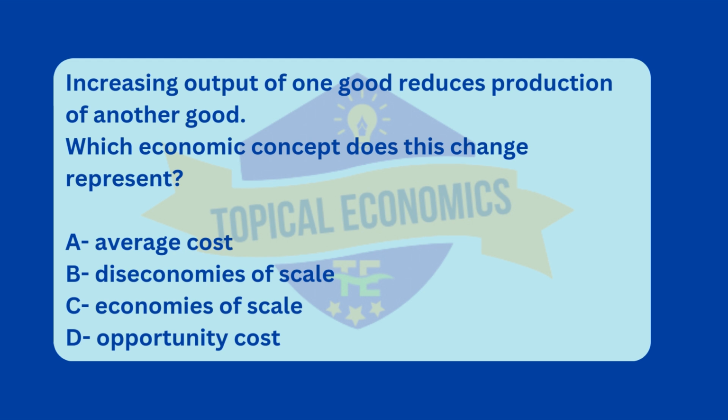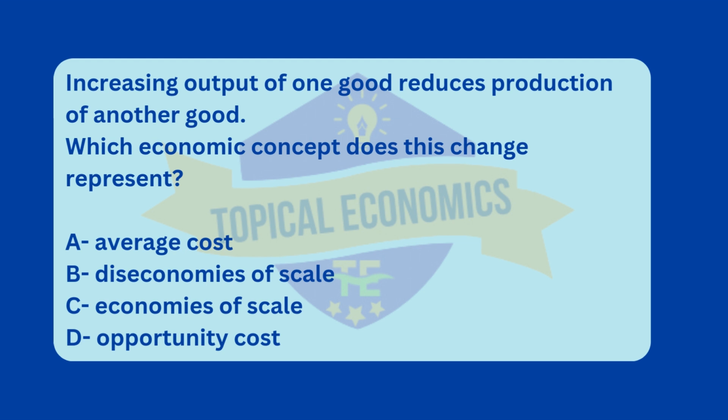The question is specifically asking about the trade-off, the reduction in one good's production when increasing another good's output, which is a concept tied to opportunity cost. Next, option B, diseconomies of scale, is incorrect, because diseconomies of scale occur when a company's costs per unit increase as the scale of production increases. Diseconomies of scale typically refer to inefficiencies that arise when a company grows too large, not to the trade-off in production between two goods.